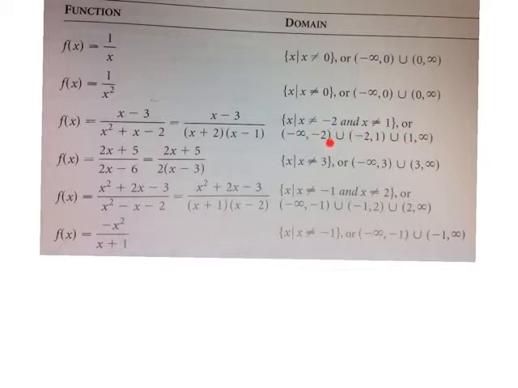You've got 3 different intervals: the numbers less than negative 2, the numbers from negative 2 to 1, and the numbers from 1 to infinity, because the only numbers that don't work are negative 2 and 1. So that gives us 3 intervals: below negative 2, between negative 2 and 1, and above 1. We do the same thing here. We factor just the denominator; we don't care about the numerator. So 2 times x minus 3, therefore x cannot be 3. In this one, again, we factor it down. x can't be negative 1 or positive 2. And right here, x cannot be negative 1.